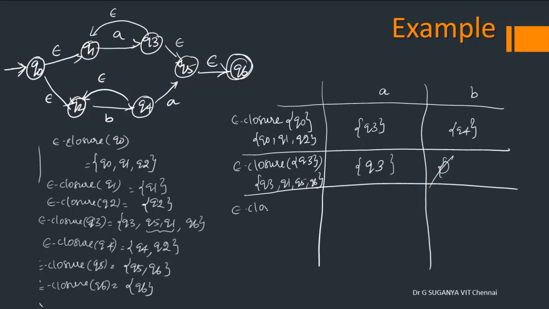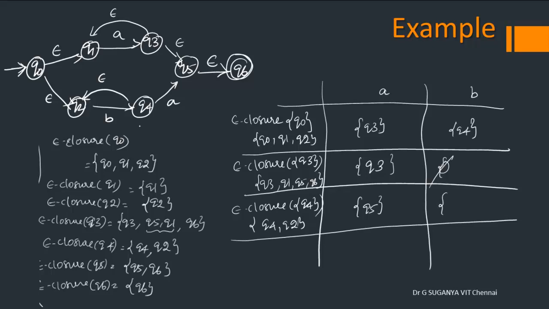So epsilon closure of Q4 becomes Q4 comma Q2. So that is the next state. From Q4 and Q2 on A: from Q4 on A it is to Q5, and from Q2 on A there is no transition. And on B, from Q2 on B you have a transition which is to Q4. That's all. It is over.